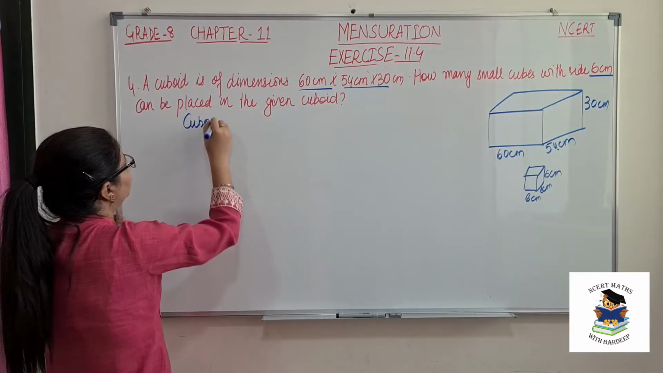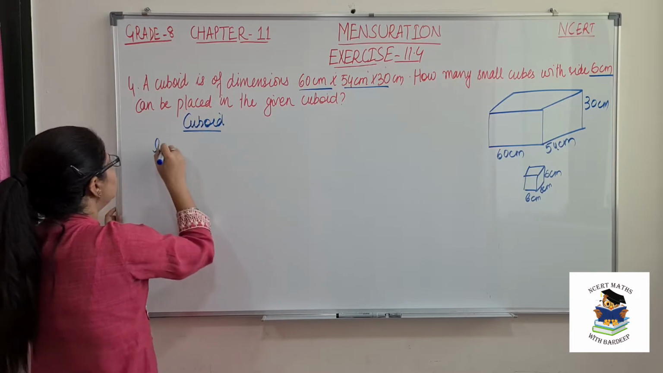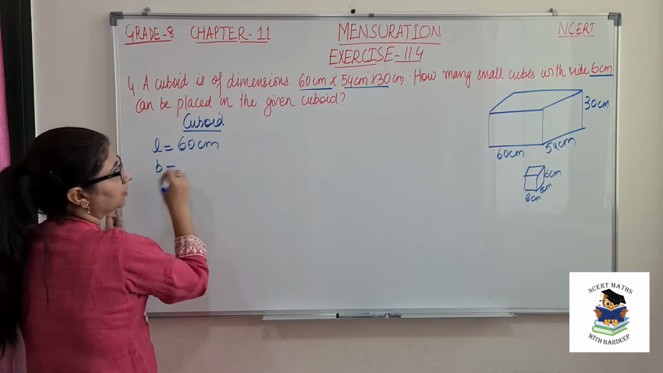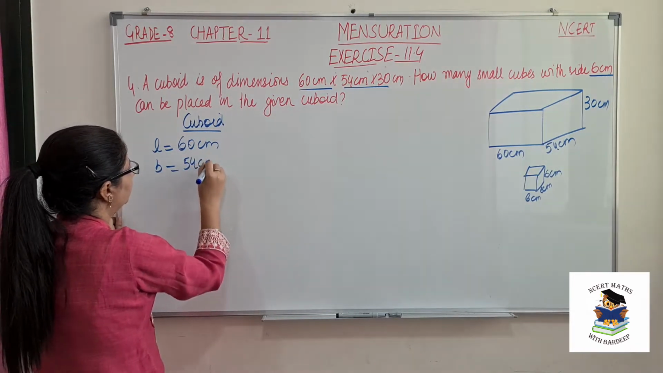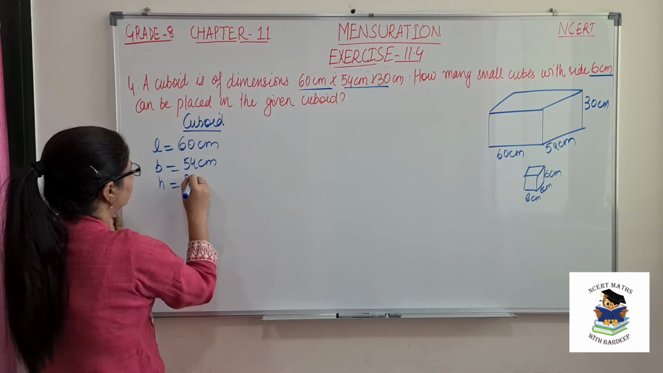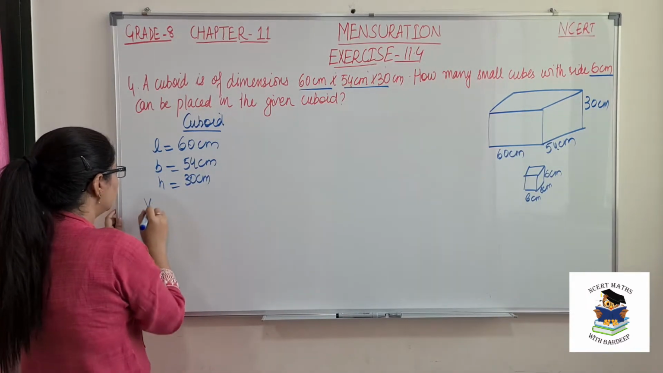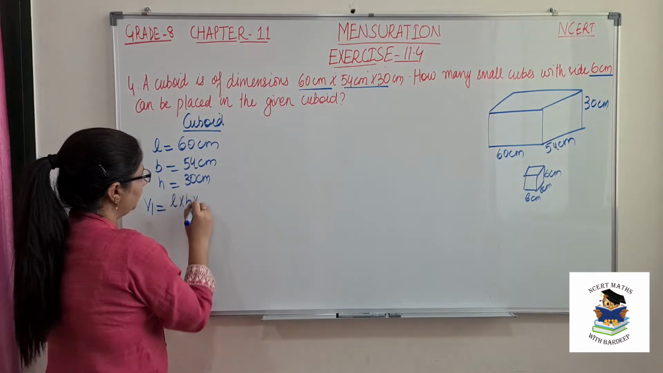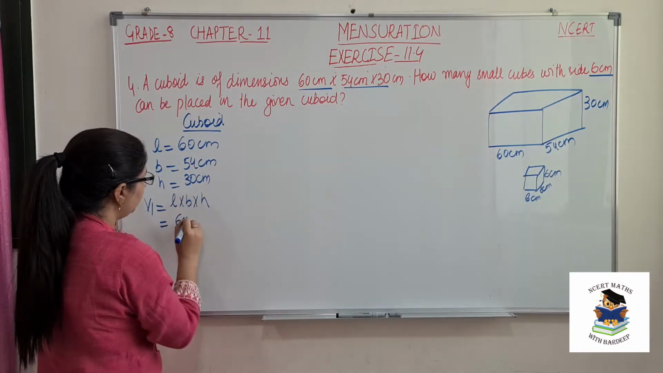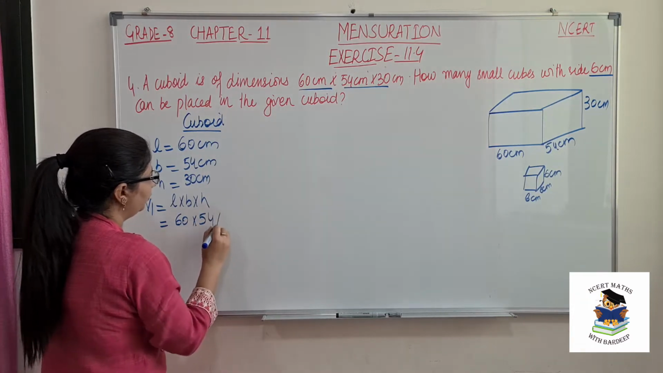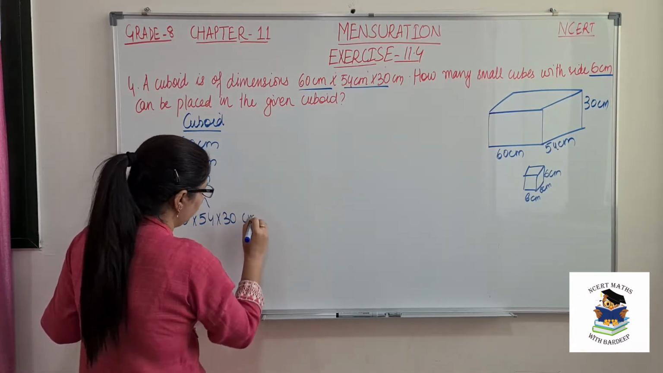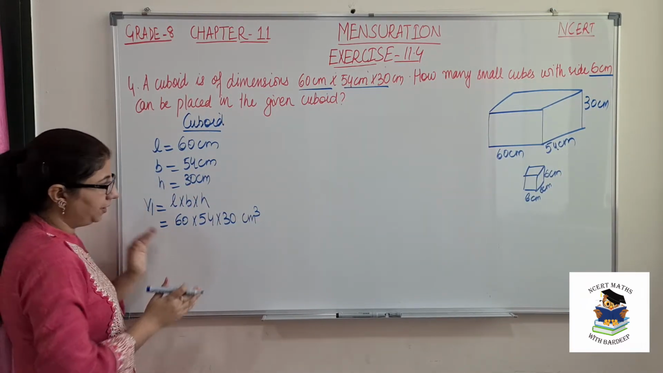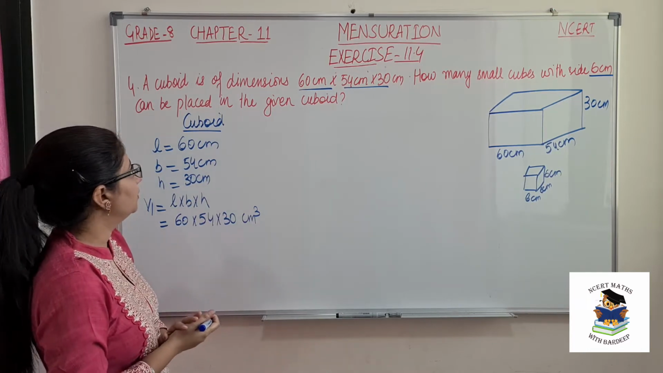First, for cuboid, what is L? This is 60 centimeter. B, this is 54 centimeter. And H is 30 centimeter. Okay, so what is the volume of this cuboid? This is L into B into H. So 60 multiplied by 54 multiplied by 30 centimeter cube. So no need to calculate this full value because we need it further in the second calculations also.